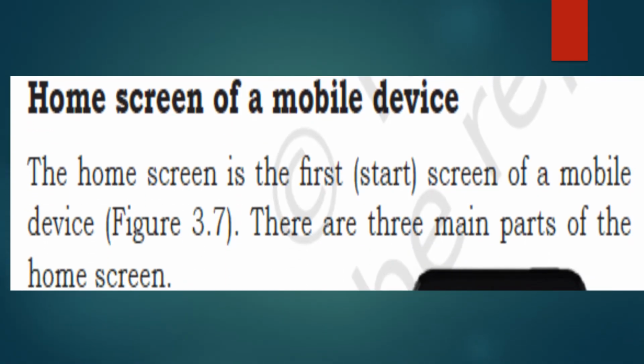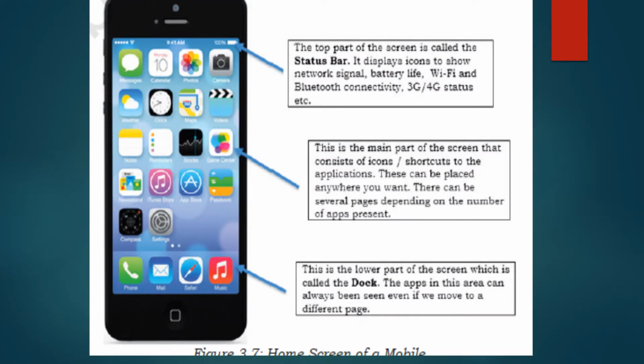Home screen of a mobile device. The home screen is the first screen of a mobile device. There are three main parts of the home screen. Let us see what they are. The top part of the screen is called the status bar. It displays icons to show network signal, battery life, Wi-Fi and Bluetooth connectivity, 3G or 4G status, etc.